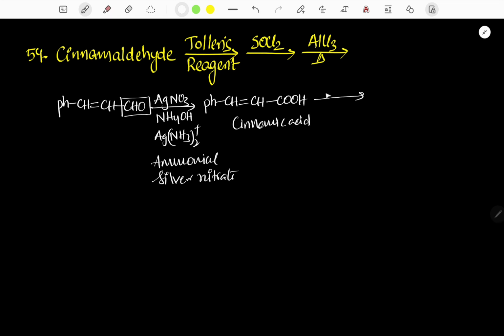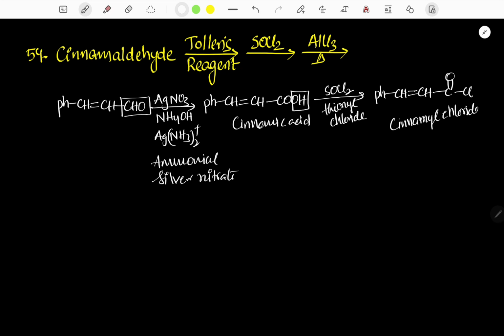Now the cinnamic acid is treated with SOCl2, thionyl chloride. And we know that here a carboxylic acid is present. Therefore, this carboxylic acid will be converted into an acyl chloride. In place of OH, we substitute Cl. Carbonyl chloride. You can say it is cinnamyl chloride.